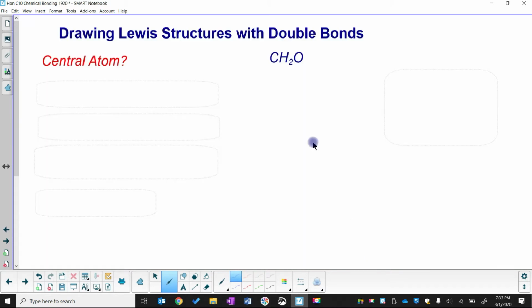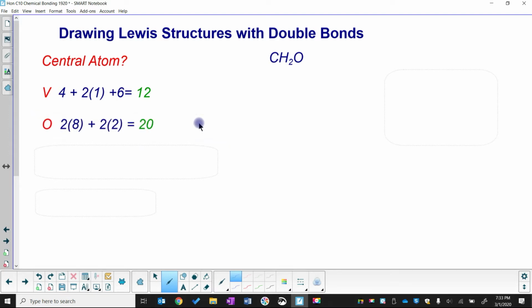Let's try to draw a Lewis structure with double bonds. We have carbon, hydrogen, and oxygen. This is a carbohydrate, carbon and water. Carbon is often the central atom. If we look at valence electrons, carbon has 4, each hydrogen has 1, and oxygen has 6.